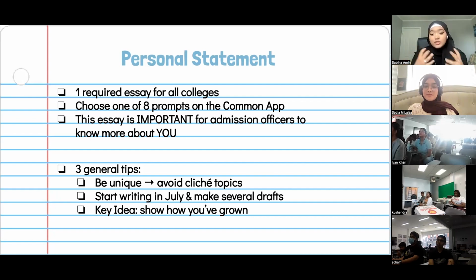And this essay is really, really important for admission officers to know more about you. Who are you as a person beyond just, okay, here are all the accomplishments I have, or here are all the grades that I have, here's my extracurriculars. We want to know more about you. So I'm actually going to ask Sadia if she wants to share some general tips about the personal statement.